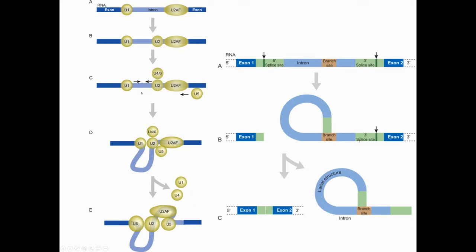They bring these together, so this intron forms a loop. Then they cleave the 5' splice site. At this point, they form a loop and connect to the branch site, and then the 3' splice site will be cleaved, so that you remove this part, and then you connect from here to here.